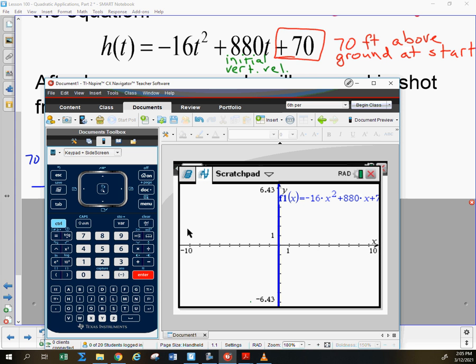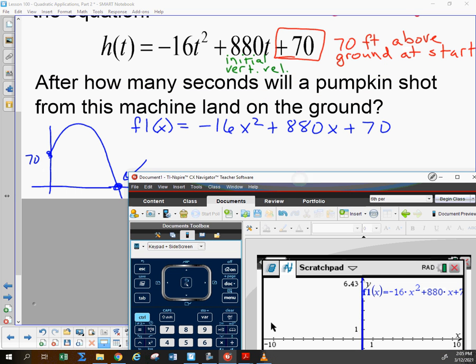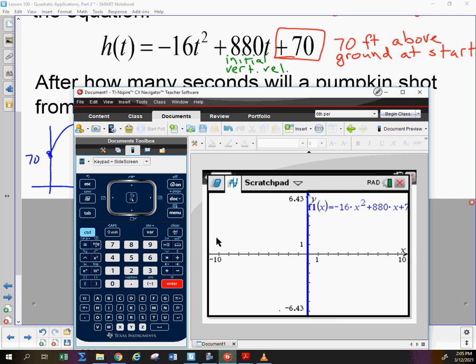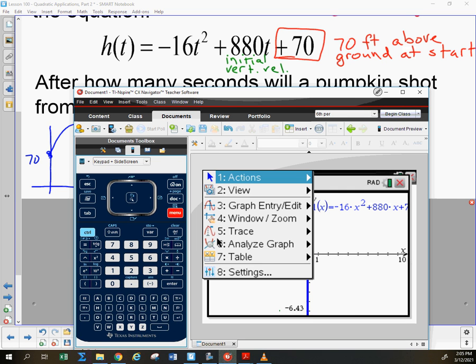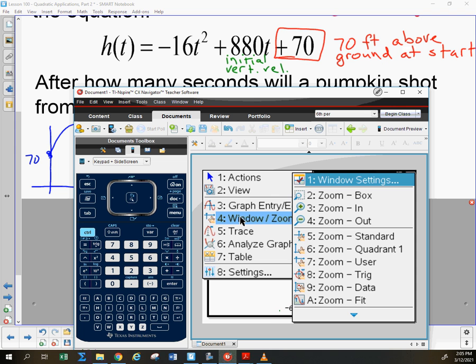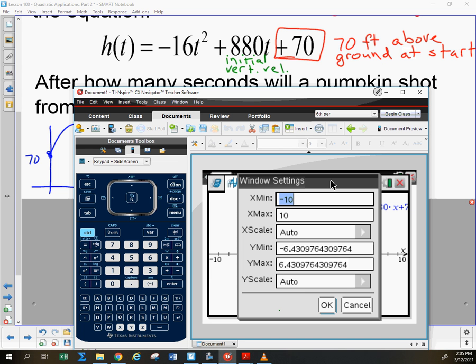And I'm only seeing the part of it that's going straight up, and I've got to change the window. What in the world might be wrong with that? Well, I know that it's got to start at 70 and go up a bunch more and then come way back down. So this one we are going to change the window on. So we're going to do menu, window zoom, and I'm going to do window settings this time and try to guess some things to put in there.